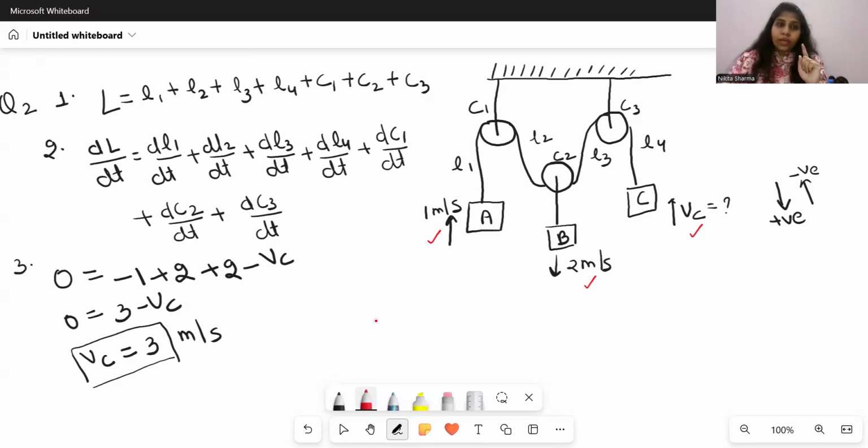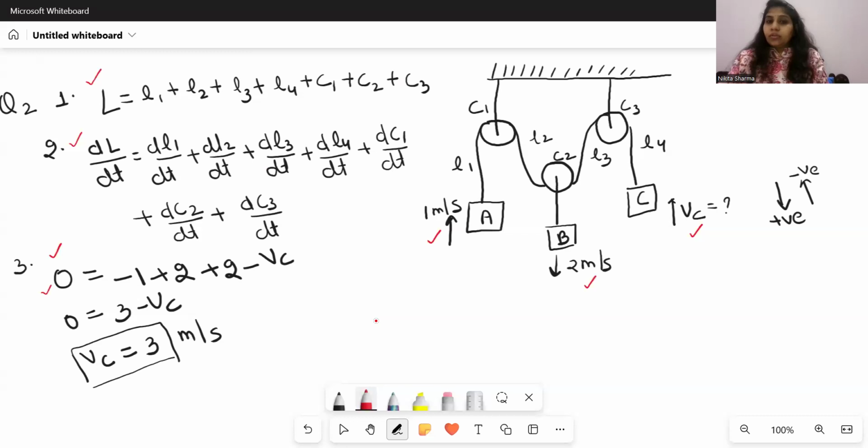In step number 1, the total length is constant: L1 plus L2 plus L3 plus L4 plus C1 plus C2 plus C3. In step number 2, we will differentiate the entire equation: dL1 by dt, dL2 by dt, dL3 by dt, dL4 by dt, dC1 by dt, dC2 by dt, dC3 by dt. And in step number 3, we will use the velocity separation method. The total length of a string is constant and the differentiation of a constant will be 0.